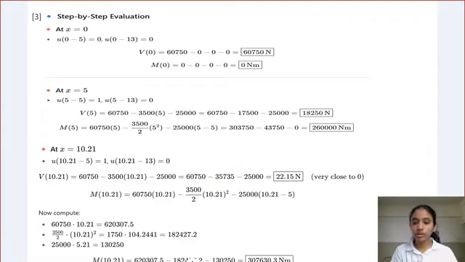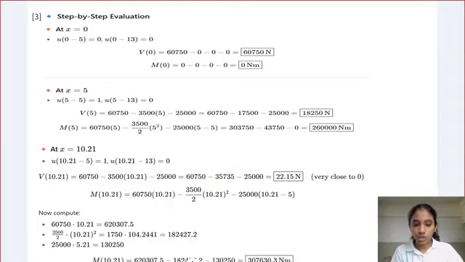Step 3. Now we have to evaluate the value of x at 0, 5, 10.21 and 13. When we put x equal to 0, we get the shear force V as 60750 Newton, and the moment at x equal to 0 is 0. When we take x equal to 5, we get shear force as 18,250 and bending moment as 260,000.